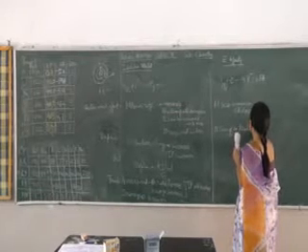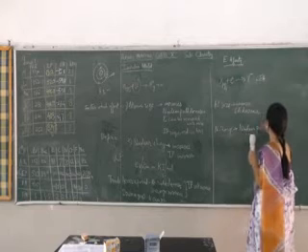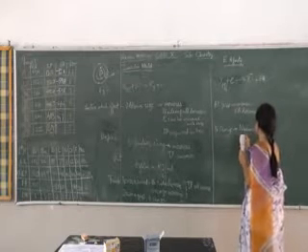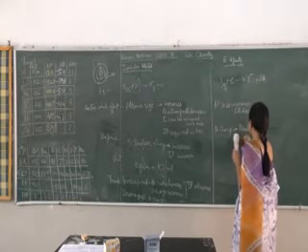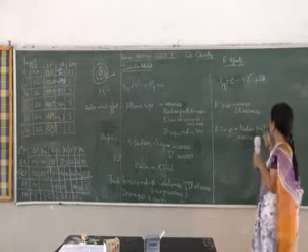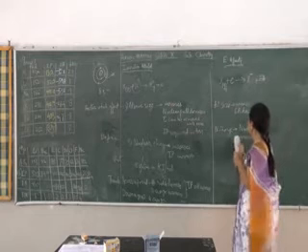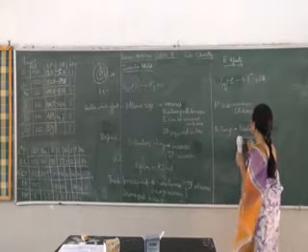Nuclear pull increases, and electron affinity also increases. Therefore, electron affinity increases.